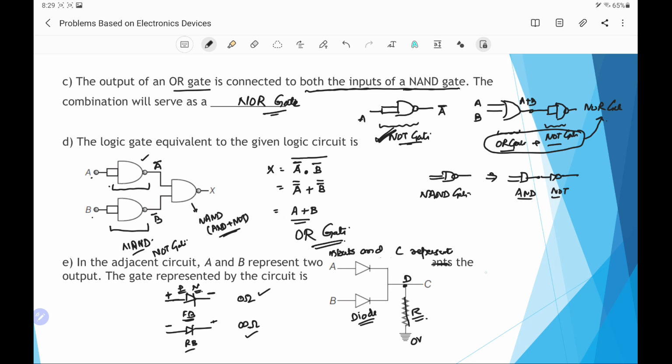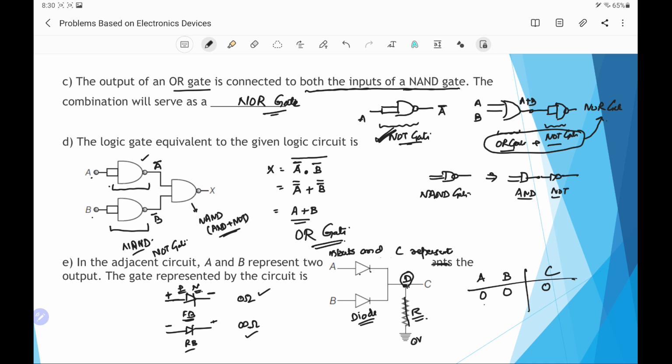Now we check the A and B and then C. If we give low inputs, that means these two are at 0 volt, and this 0 volt is also extended to D, that means this diode will be a reverse bias diode. It will not conduct. Hence, at C, we will get 0 volt because there is no current in the circuit. If no current in the circuit, then this D junction will also be at 0 volt.